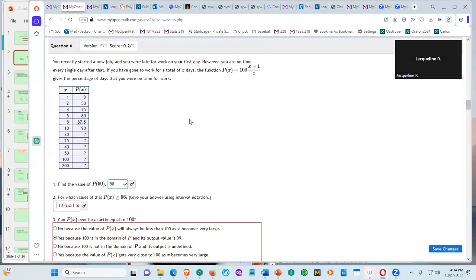No, it can't ever be exactly 100, because this ratio here can never be 1. It's always going to be less than 1, because the numerator is always going to be less than the denominator. And because this ratio never does get up to 1, 100 times it never is going to get up to 100.